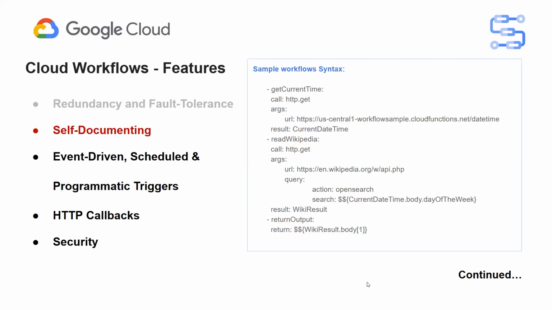Now the next feature is self-documenting. Cloud Workflows is self-documenting, which means that workflows can be specified in YAML or JSON with named steps, making them easy to visualize, understand, and observe. These machine-readable formats support programmatic generation and parsing of workflows.